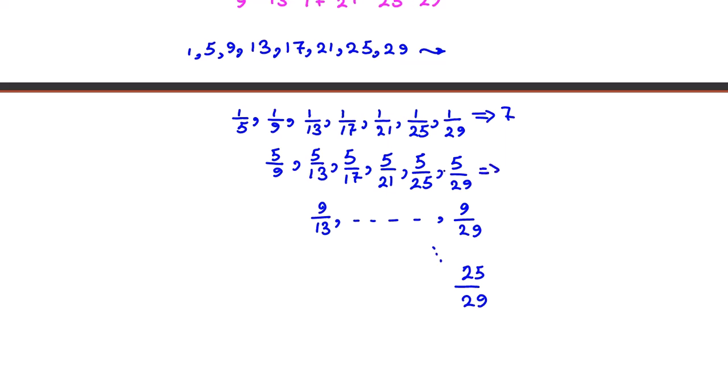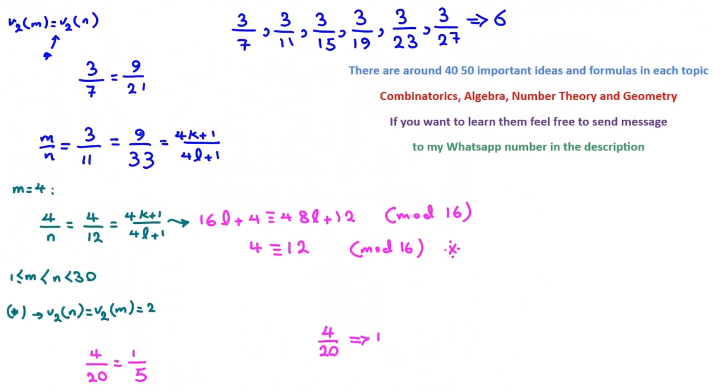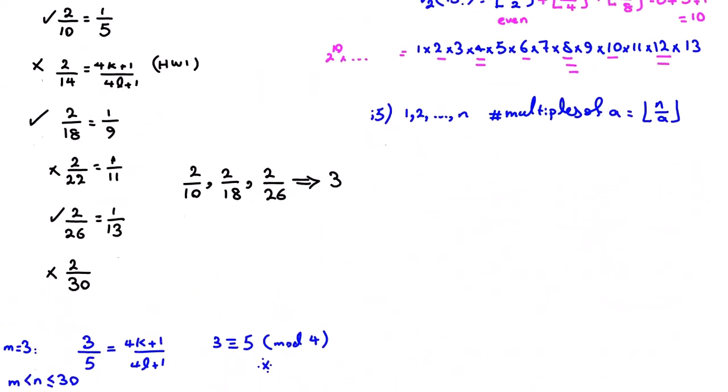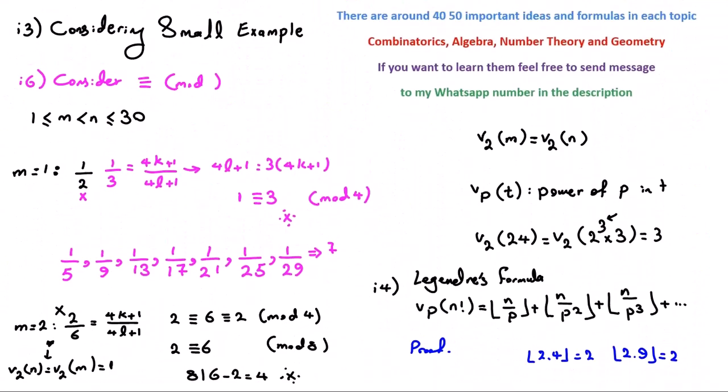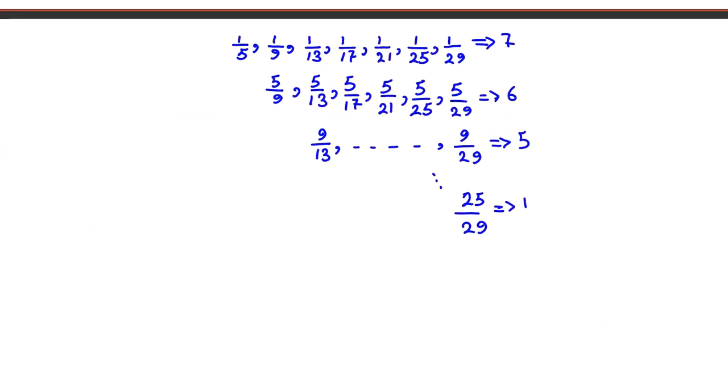Next one, 6: 1, 2, 3, 4, 5, 6. Next one is 5. Next one is 1. So it will be 1, 2 to 7. Or we could say 7 choose 2. Okay? 7 choose 2 is 7 times 8 over 2, 7 times 4, 28. Or you can say 1 to 7. So here, how many ideas? They tell you identity 5, identity 6, identity 7.